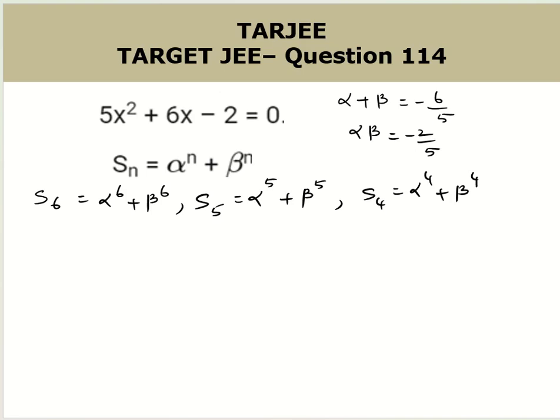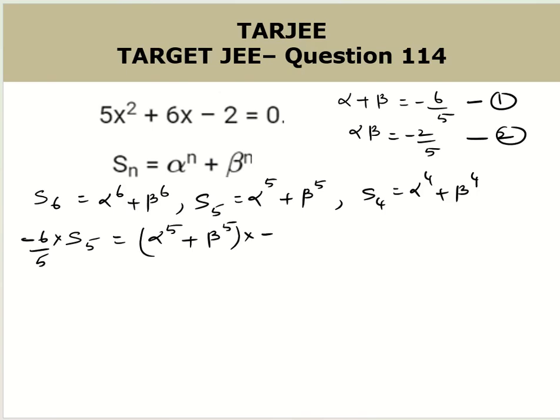So I will choose a lower degree expression, say S5, and I will try to make this as S6. That means I have to make this right hand side in terms of alpha power 6 and beta power 6. We know that alpha plus beta is equal to minus 6 by 5, alpha beta is minus 2 by 5. So if I multiply this alpha power 5 plus beta power 5 with alpha plus beta, it will become an expression of degree 6. So what I will do is, I will multiply the left hand side with minus 6 by 5 and I will multiply the right hand side with minus 6 by 5. Now I am going to replace minus 6 by 5 as alpha plus beta. So this becomes alpha plus beta.